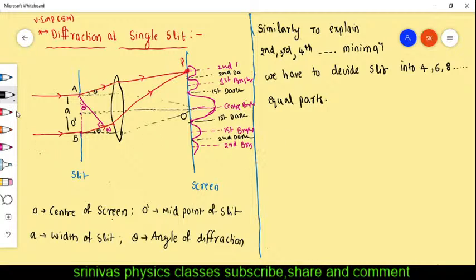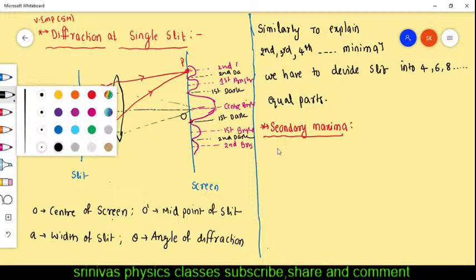Next, I am going to explain one more point. That is secondary maximas. How will you get the secondary maxima? After the central maxima, you will see here, this is the central maxima. Then this first maxima, second maxima are called secondary maximas. How do secondary maximas form? That I am going to explain. For that, we have to write the condition for secondary maxima.